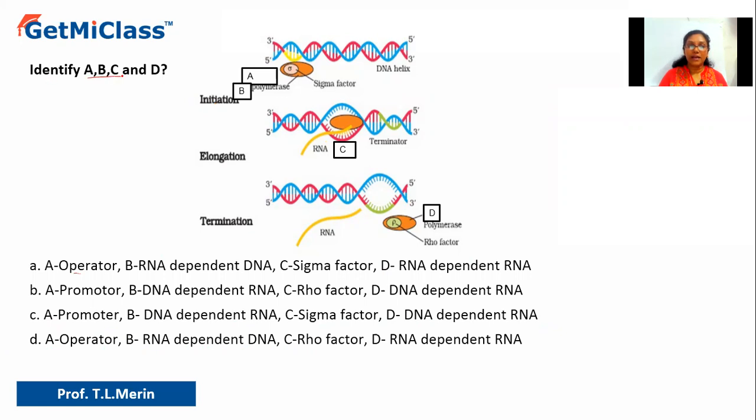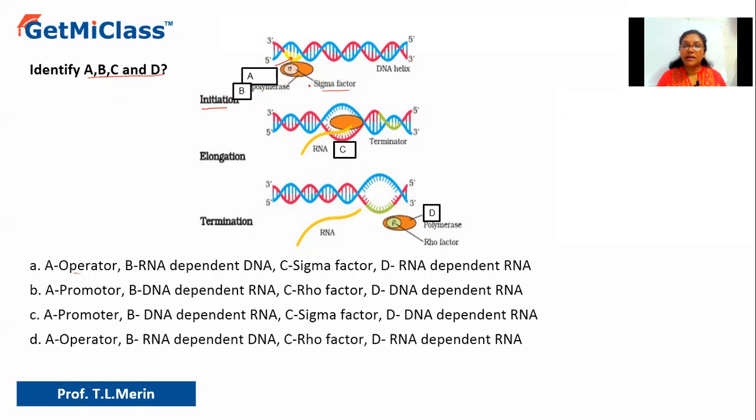It says identify A, B, C and D. But before we identify, let us actually identify which picture this is. What is it about? So first one, it says initiation. What have they given? They have given the double helical structure of DNA. And here they have mentioned sigma factor and they have mentioned the polymerase. So which type of polymerase is it? That we have to identify. And this particular A, they are showing up to this region where the sigma factor binds.